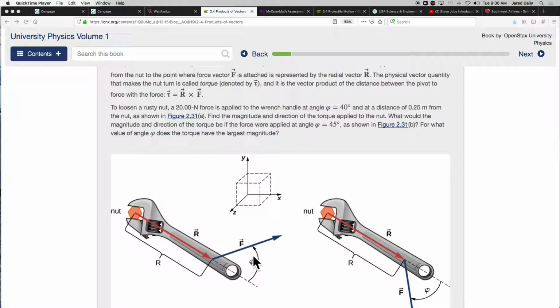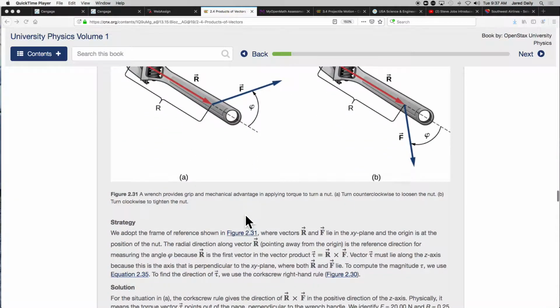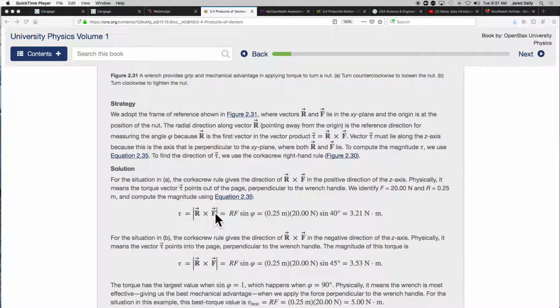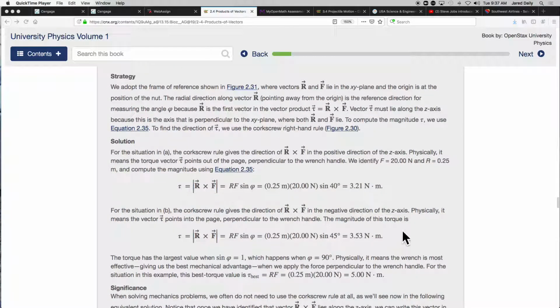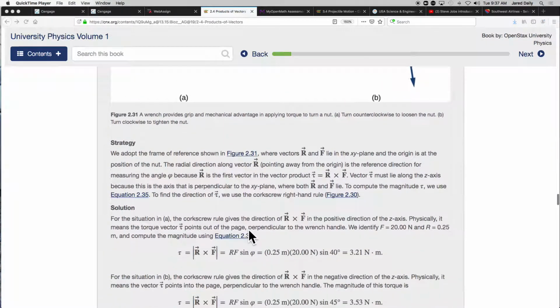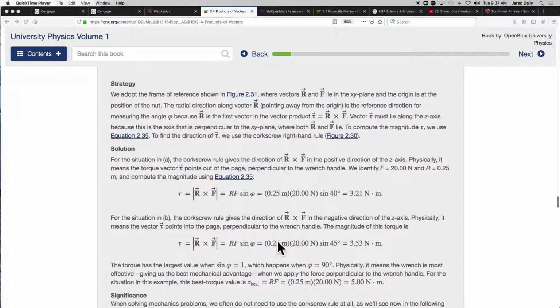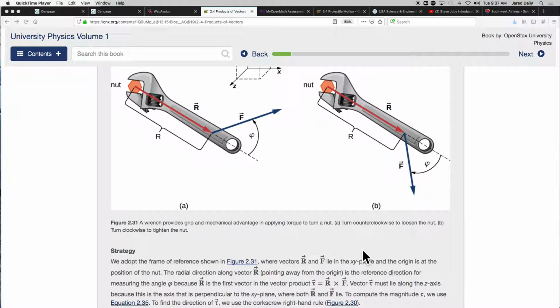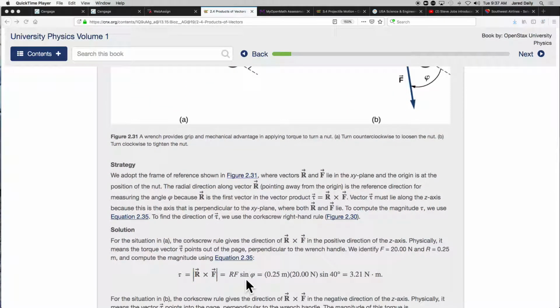So anyway, the angle between the vectors does matter, and we can calculate the magnitude of the torque by taking the length of R and the length of F times the sine of the angle between them. This gives us 3.21 Newton meters here for that torque. If you apply it at a different angle, so this one is a 40-degree angle and a 45-degree angle, whatever, at a different angle you get a different torque, right? Your maximum torque, of course, will happen when? When does your maximum torque happen in this equation?